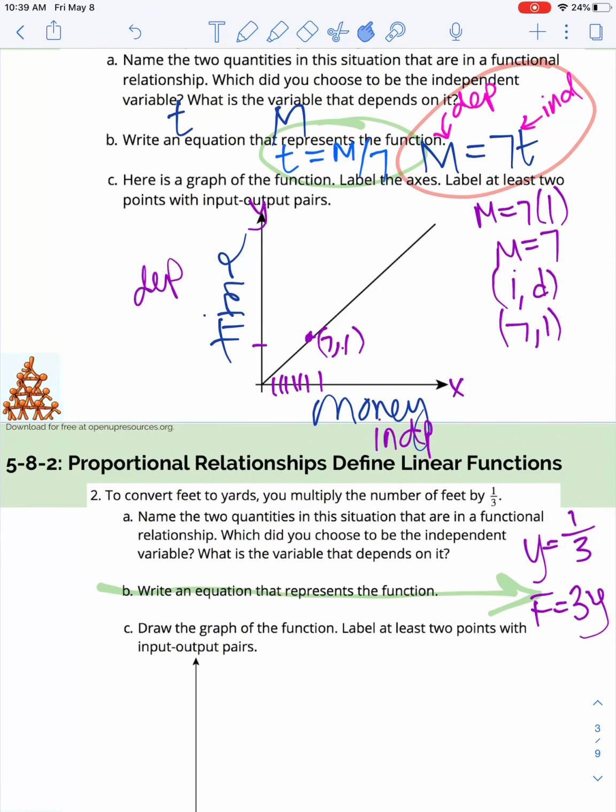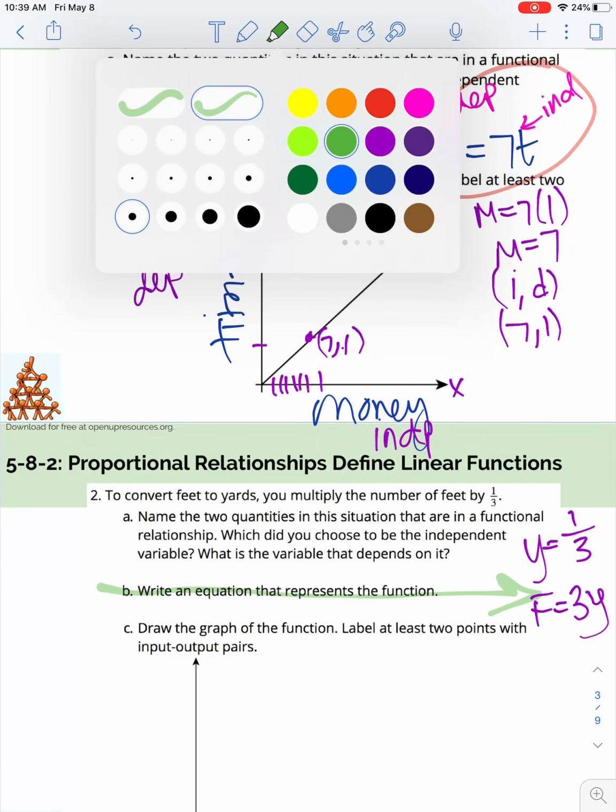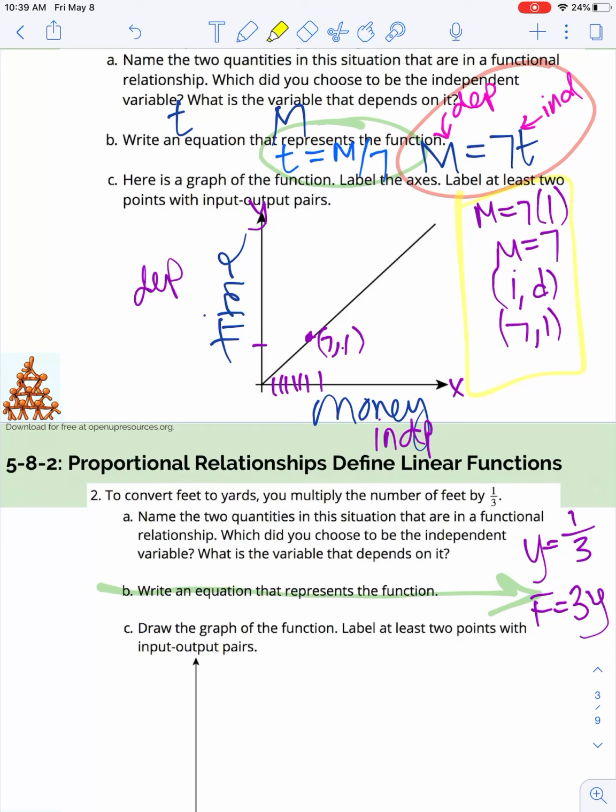For C, I went ahead and graphed the equation circled in red, m equals 7t, just because I don't like dealing with fractions when I don't have to. Again, you could have done the other one. It doesn't matter. You're going to get the same thing. It'll just be reversed. The independent variable always goes on the x, and the dependent variable always goes on the y, so that's time. And then you just plug a number in. Like in this yellow box I've drawn, I plugged a 1 into t and I got 7, so I got 1 comma 7.